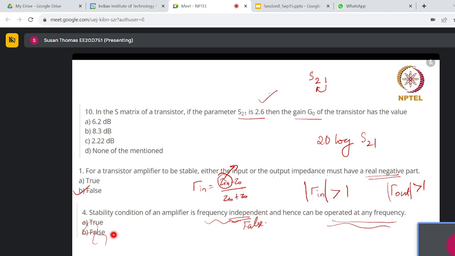Stability condition is going to depend on gamma in and gamma out, which is basically frequency dependent. So this first statement is false. Whether it can be operated at any frequency is a confusing statement, because saying stable or unstable could have been the question. At the designed frequency maybe it's stable, but at other frequencies it could be unstable.